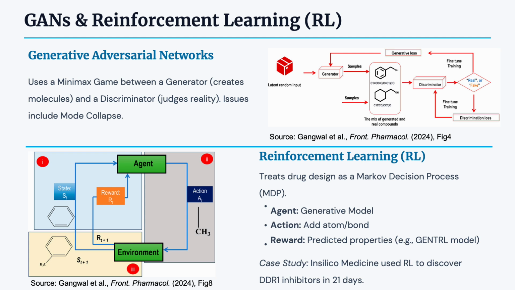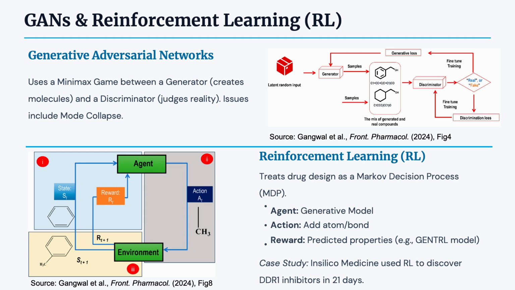Next, we have the GAN and reinforcement learning. Figure 4 on the top shows the GAN structure. It is a game between the generator, which creates a fake molecule, and a discriminator, which tries to spot the fake. This forces the generator to become incredibly realistic. However, realistic does not mean effective.